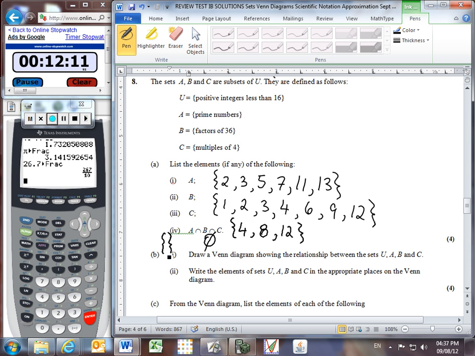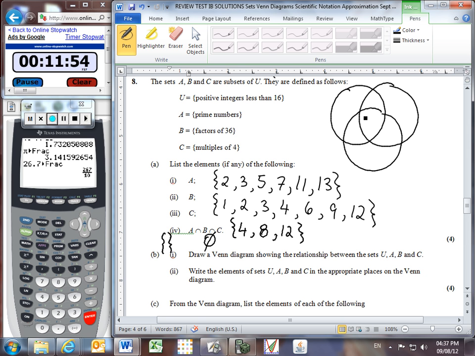Part B, we need to draw a Venn diagram that shows the relationship between these sets. So let's begin with the 3 circles. I'm going to make a little bit of an assumption for a moment here, and I'll assume that we've got overlapping regions all 3 times. Don't forget your rectangle around the outside if you want full marks. I'll label the one on the outside as the universal set, and here's then the subsets A, B, and C.